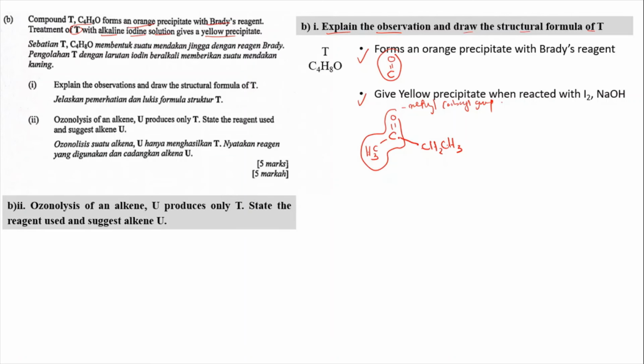1, 2, 3, 4, C4. Hydrogen is going to be 3 plus 3 plus 2, which is 8. Oxygen has 1. So I know that my structure T here is going to look something like this. Okay, I can also draw it in terms of skeleton structure, or I can draw it in terms of the condensed structure here. And now I'm going to explain it.